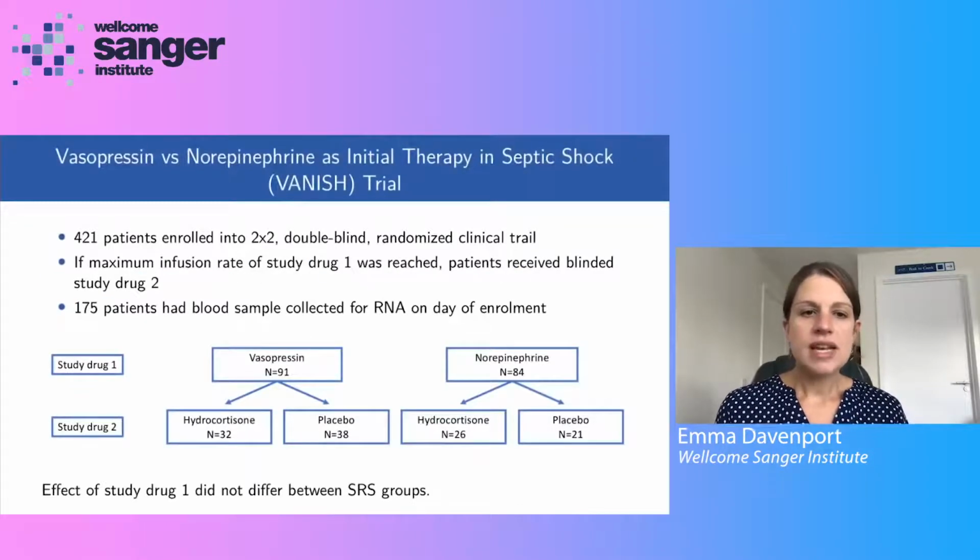The VANISH trial was set up and enrolled just over 400 patients into this 2x2 double-blind randomized trial. There were 2 study drugs that were used. If the maximum infusion rate was reached for the first study drug, then patients went on to be randomized into study drug 2, which was either hydrocortisone, or steroids, which is a common treatment for sepsis, or a placebo. 175 of these patients had blood samples collected, which enabled RNA to be extracted and gene expression to be profiled through microarray on the day of enrollment. There was no difference in terms of study drug 1, but there was an interesting finding for study drug 2.